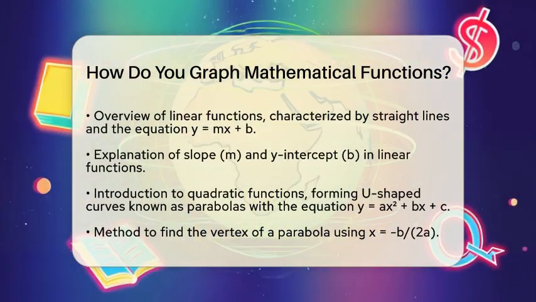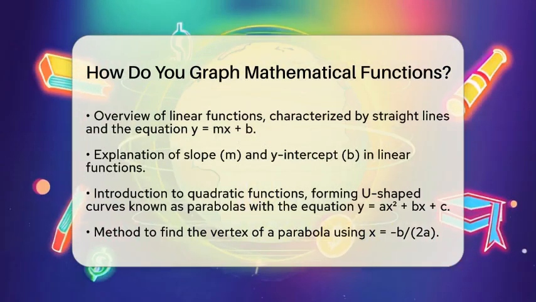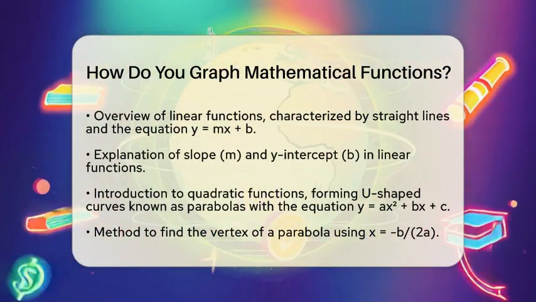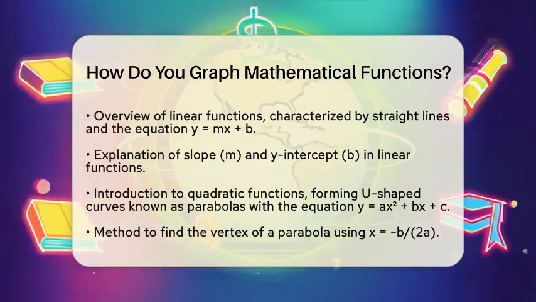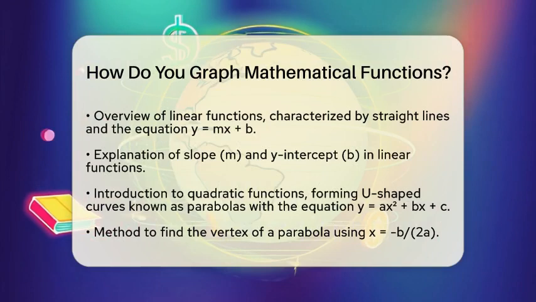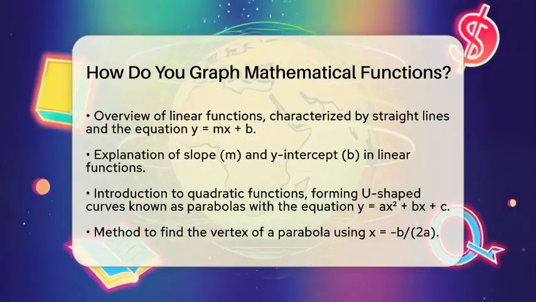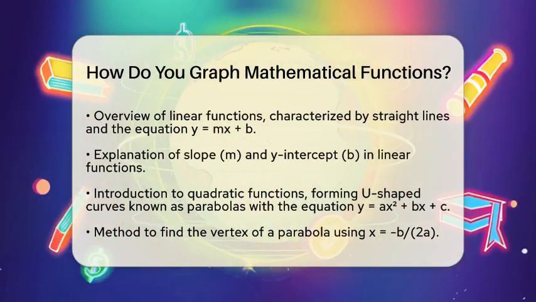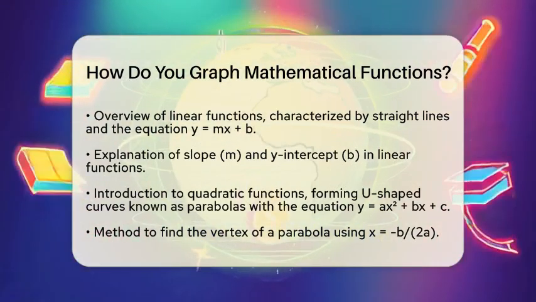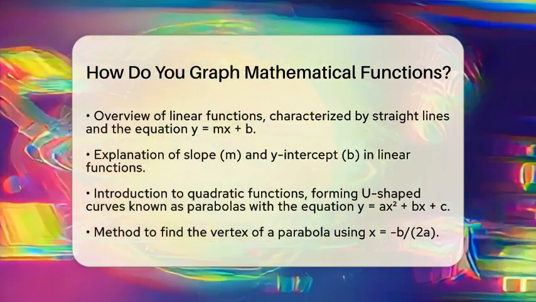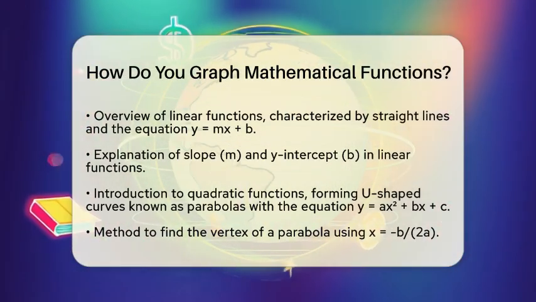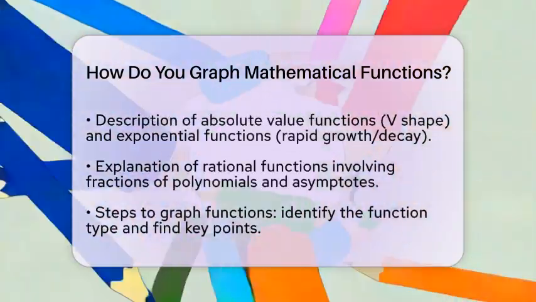The equation for a quadratic function is y = ax² + bx + c. To find the vertex, which is the highest or lowest point of the parabola, you can use the formula x = -b/2a. There are also absolute value functions, which have a V shape, and exponential functions, which show rapid growth or decay. Rational functions involve fractions of polynomials and can have asymptotes, which are lines that the graph approaches but never touches.